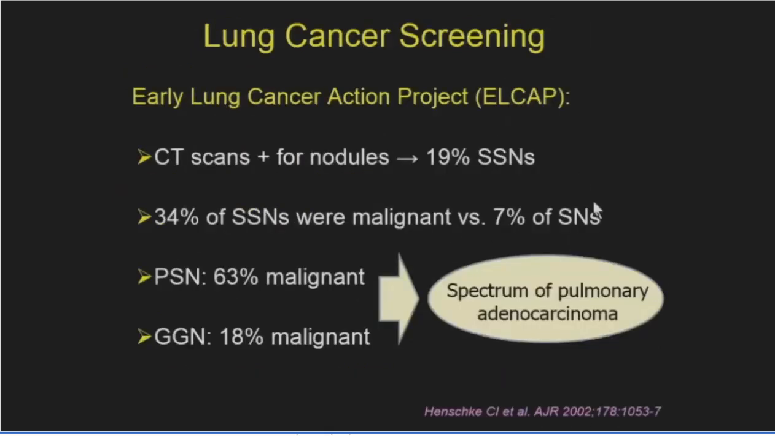Our understanding of the importance of subsolid nodules and their correlation with lung adenocarcinoma has increased during the last 15 years based on several lung cancer screening studies. A study from the LCAP, for example, has demonstrated that within the 19% of subsolid nodules that were detected, 34% of them were malignant versus only 7% of the solid lesions. So a higher likelihood of being malignant for subsolid nodules. And within the subsolid nodules, 63% of the part solid nodules were malignant and 18% of the ground glass nodules. And usually those malignant lesions correspond to lesions in the spectrum of lung adenocarcinoma.